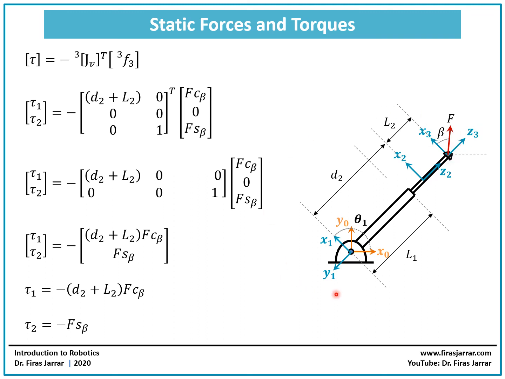And since the whole thing is planar and the force itself is planar also, we'll have no component on the y direction. We take the transpose of the Jacobian, so each row becomes a column, as we can see here. We multiply these 2 matrices, and this is going to give me a value for the torque at joint 1 equal to minus (d2 plus L2) times F times cosine beta, and the static force required at joint 2 should be minus F times sine beta. So that's it, straightforward.